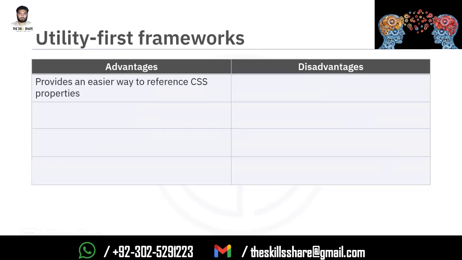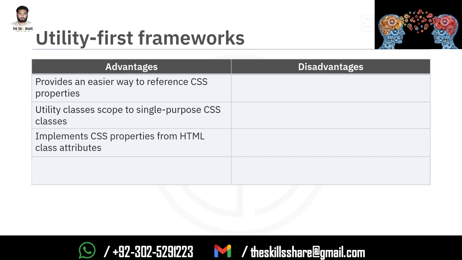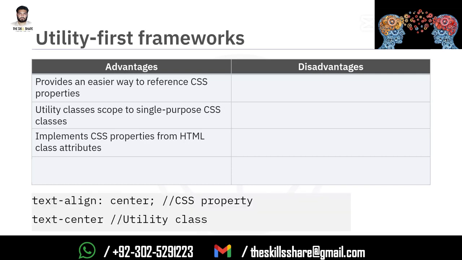Utility-first frameworks provide you with an easy way to reference CSS properties. These typically come in the form of classes called utility classes, which scope to single-purpose CSS classes. Instead of having to write out the entire CSS property, utility-first frameworks allow you to use a property by referencing its corresponding class within the class attribute of your desired HTML element. For example, instead of using the text-align: center; CSS property in your code, a utility-first framework might have a self-descriptive class, such as text-center, which does the same thing when added to the class attribute of an HTML element.